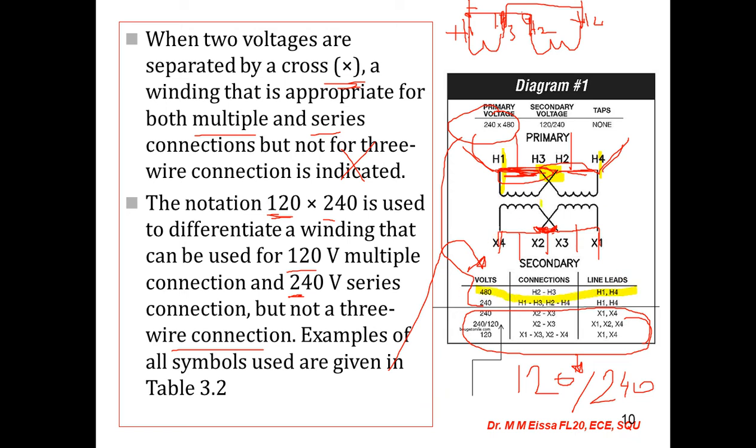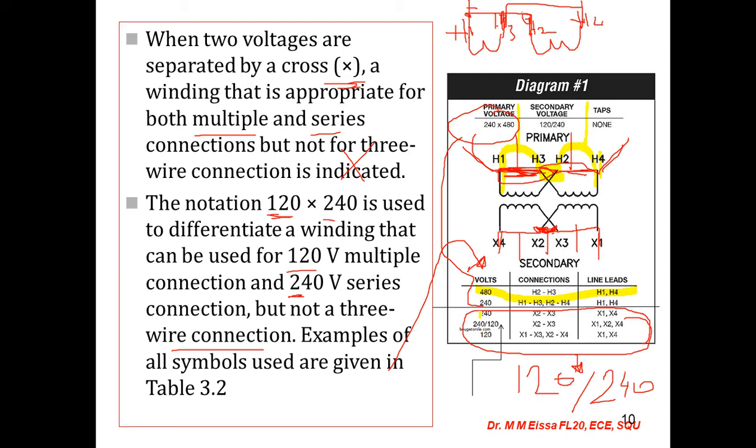When we get the connections for the input for the 240, it means I have H1 and H3 connected together, and H2 and H4 connected together, and I can take from H1 and H4. So this is the second connection. This is concerning the primary, and this designation can be written as 240 cross 480.